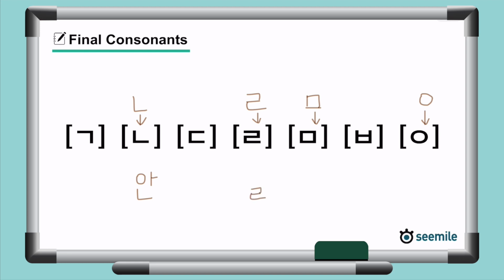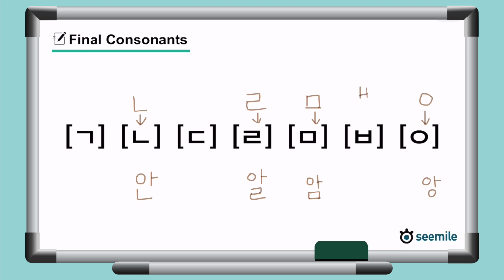When 리을 comes under 아, it becomes 알, 알. When 미음 comes under 아, it becomes 암, 암. When 이응 comes under 아, it becomes 앙, 앙.